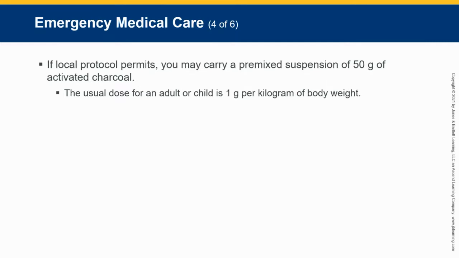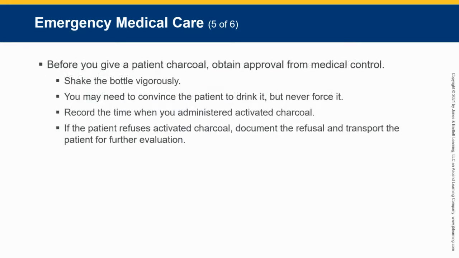So 50 grams is your typical dose. Remember, shake it up first. The usual dose, if you're going to be doing it weight-based for an adult or child, is still going to be 1 gram per kilogram of body weight. And we know that a kilogram is 2.2 pounds. So you'd have to make that conversion.